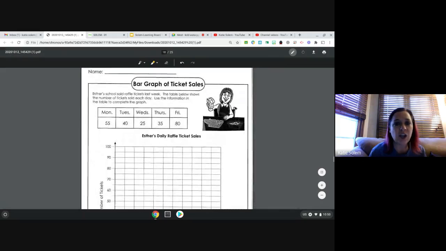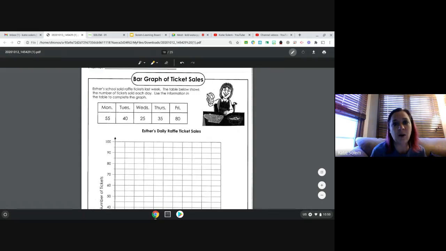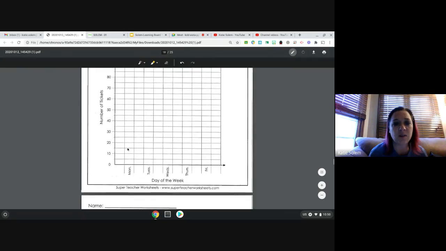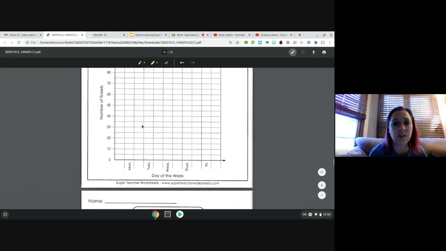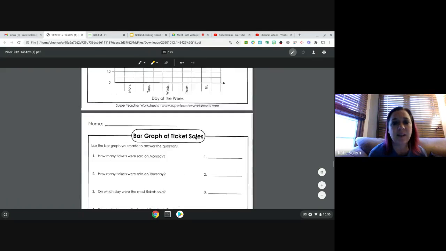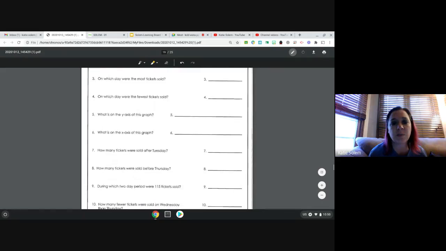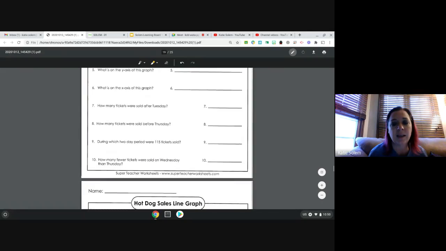The next job, you have to actually make the graph and answer questions about it. Esther's school sold raffle tickets last week. The table below shows the number of tickets sold each day. Use the information to create your graph. So on Monday, how many tickets did she sell? 55. So you'll have to make that in the graph. Then you're going to answer the questions about it. And then you stop for today.